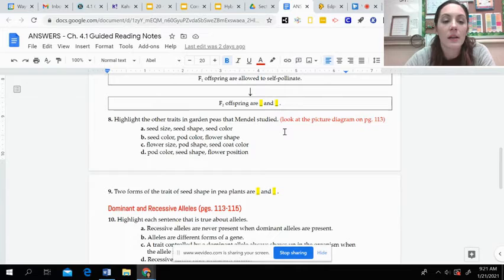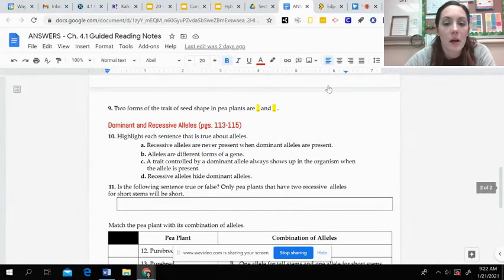For the highlight the other traits in the garden peas that Mendel studied for question 8, I have you looking at the picture diagram on page 113. That's going to show a chart of the other traits that Mendel looked at. So you're just going to have to look through and see which answer that question would be. Then you're going to fill in a couple other answers and go to the next section.